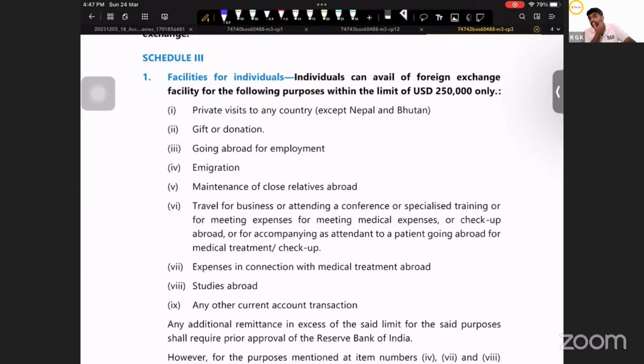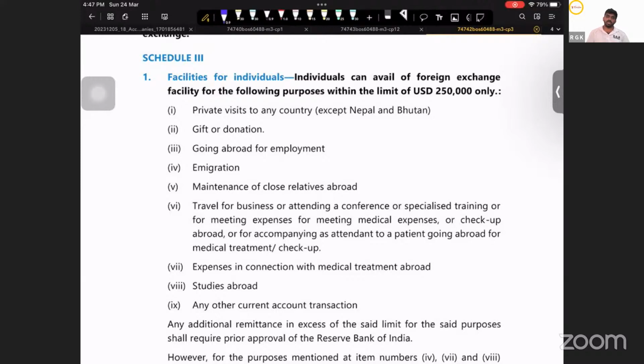Further, if you are going for medical treatment and you feel that $250,000 will not be sufficient, then if you bring a medical estimate or report from either a doctor in India or a hospital abroad, anything is fine, you are permitted to draw foreign exchange to the extent of the cost of your medical treatment. Third one, studies abroad. If your university or education fees come beyond $250,000, then if you bring the estimate of that educational institution, you are permitted to draw foreign exchange in excess of $250,000 without any prior approval of RBI.